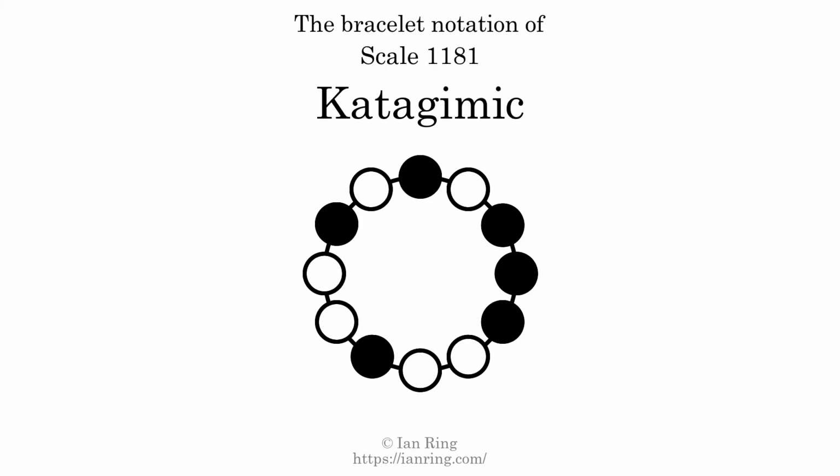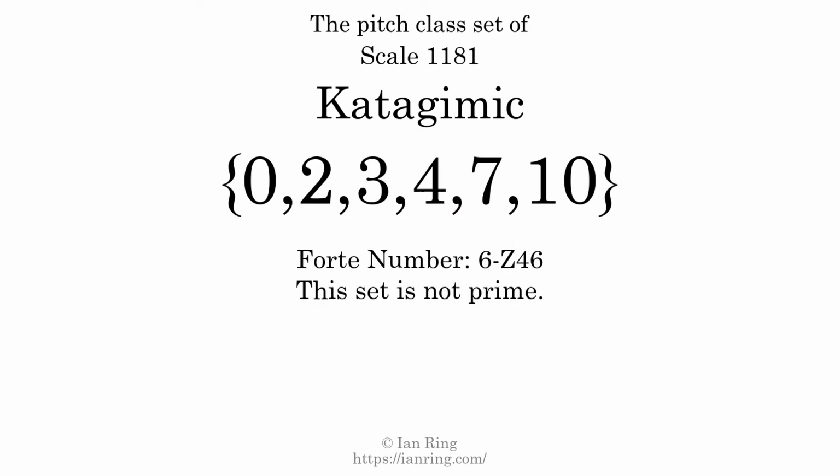This is a bracelet notation diagram of scale 1181. The shaded circles represent tones that appear in the scale, and they are read clockwise, starting at the top. The pitch class set for this scale is 0, 2, 3, 4, 7, 10.